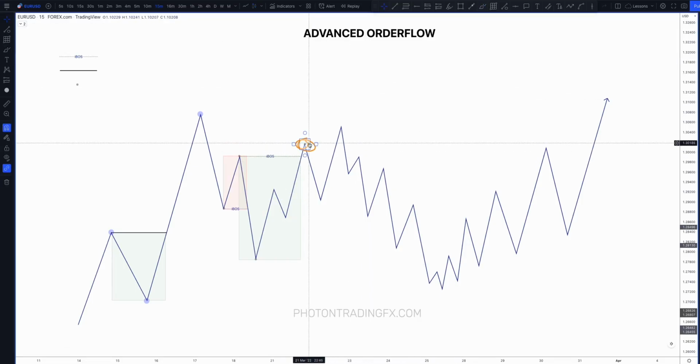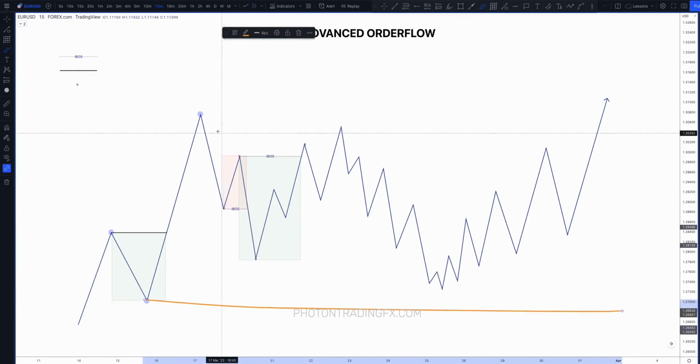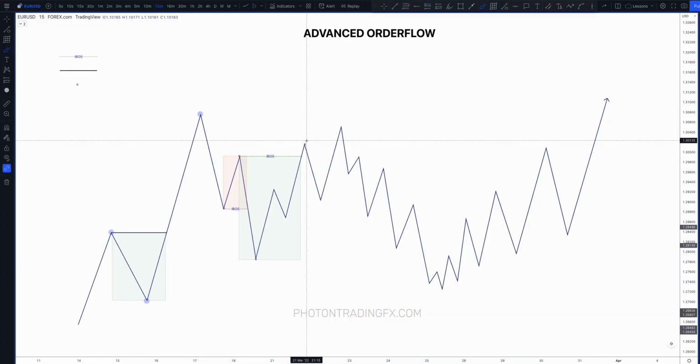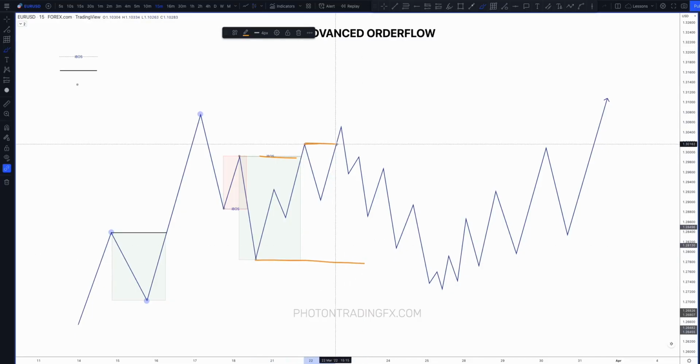When we get that, let me get rid of this orange line. When we get that IBOS, just like the same way we wanted to know what swing range we're within, when we get this IBOS now, what's the internal range we're within? That high, and we know that this is the internal low. So that's your active internal range.